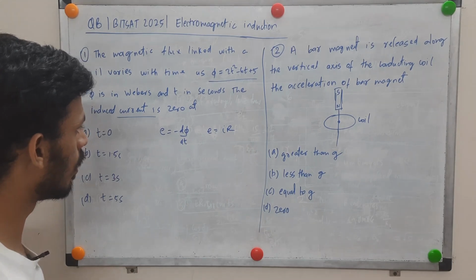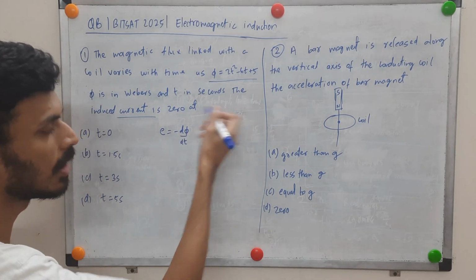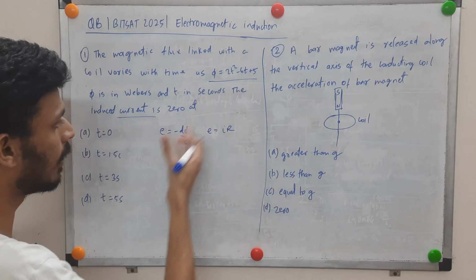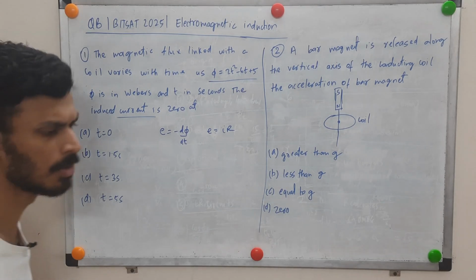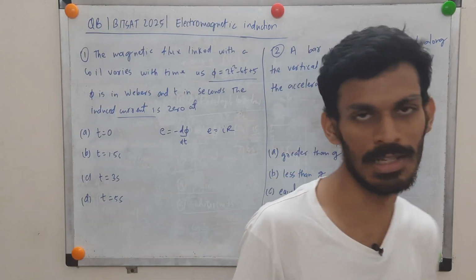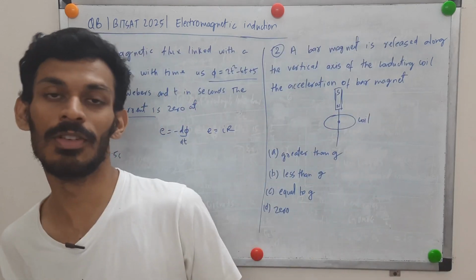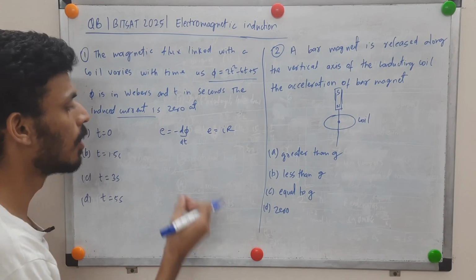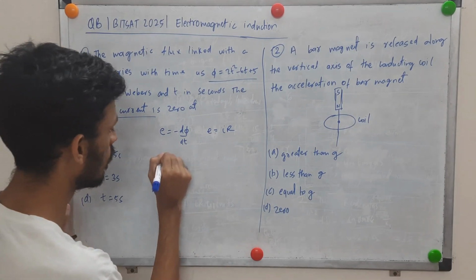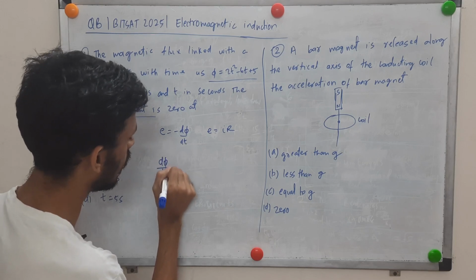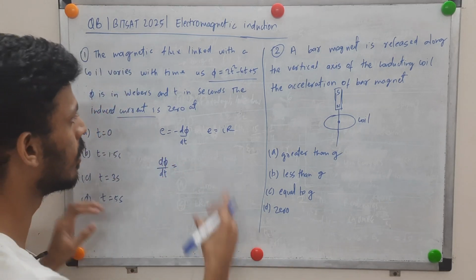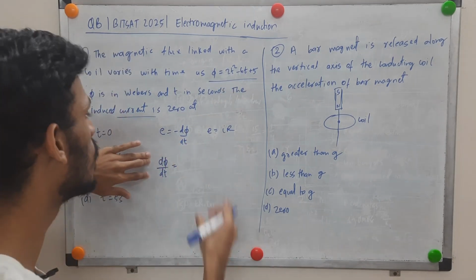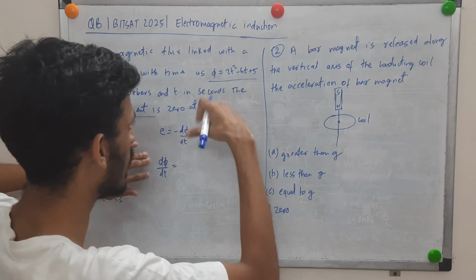So when this EMF becomes 0, basically the current will become 0, right? And when will EMF become 0? When d phi by dt becomes 0. That is what Faraday's law is, right? There is induced EMF if there is a change in flux with respect to time. So if there is no change in flux with respect to time, there will be no induced EMF, there will be no current. So first find d phi by dt, and the negative sign is just telling the polarity. So just equate the magnitude to 0.